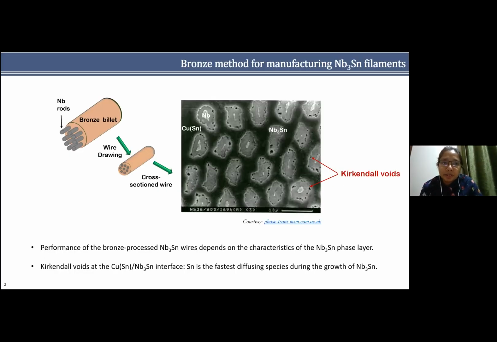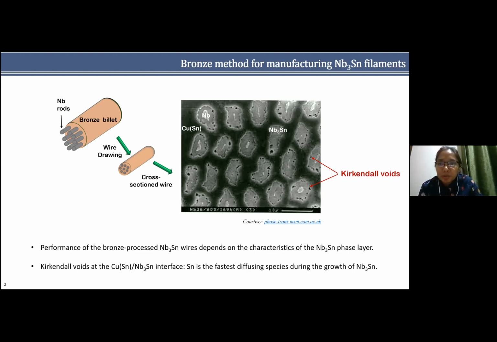In the bronze method, the niobium rods are inserted in the bronze ingot and the entire assembly is then drawn as a wire. This assembly is subjected to an annealing process at temperatures typically in the range of 650 to 800 degrees Celsius for 225 hours, which is a very long annealing time. You can see in the figure that the Nb3Sn phase forms surrounding each of these niobium filaments. The performance of the bronze-processed Nb3Sn wires depends on how well this Nb3Sn phase is formed, whether it has pores or not, and what the grain structure is.